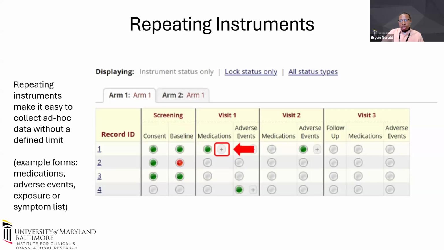So what this image shows here is a record status dashboard with a red arrow pointing to a gray plus dot. What this is showing us is that this person already has a medication form, but if I click that dot, or if I click that plus sign, I can add another medication form. So they may have more medications, they may have fewer medications, but either way I can use that to put how many medication forms I would like for this single participant.